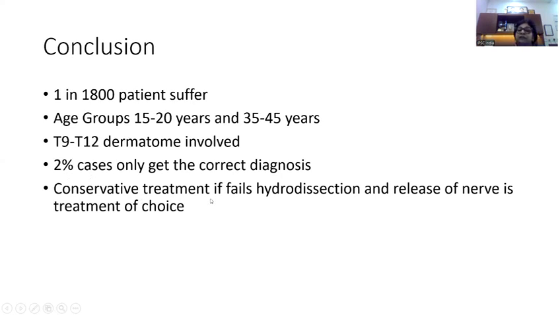If conservative treatment fails, then hydrodissection and release of the nerve is the treatment of choice. And if that too fails, then radiofrequency ablation of the neuroma can be done.